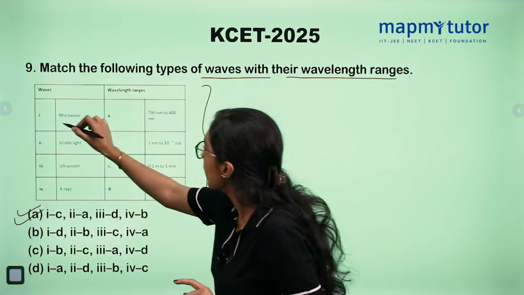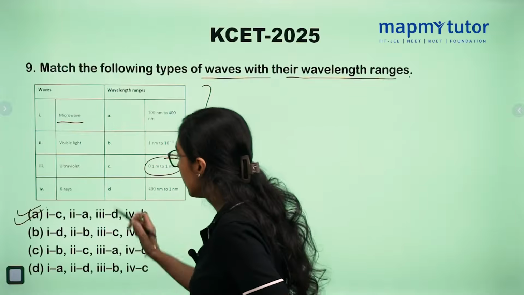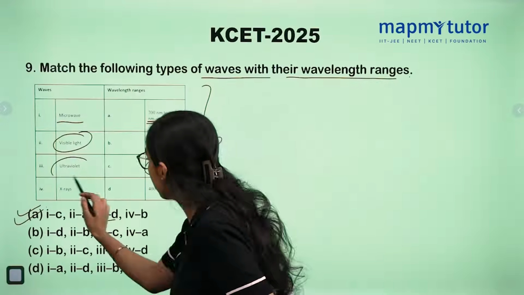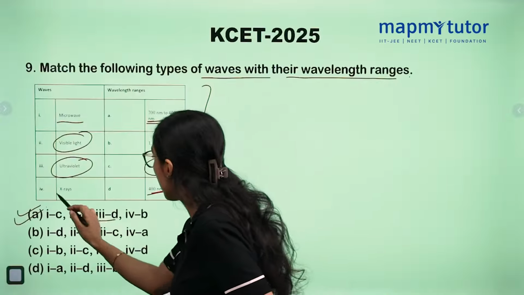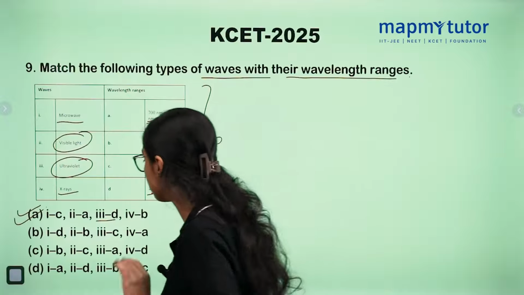Alright. So your microwave will be option C, 0.1 m to 1 mm. Your visible light is option A. Your third one, ultraviolet wave, is option D. And you have your fourth one, X-rays, which is option B. So I hope that is clear.